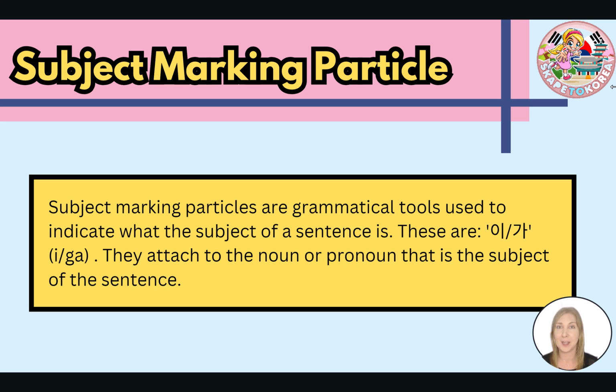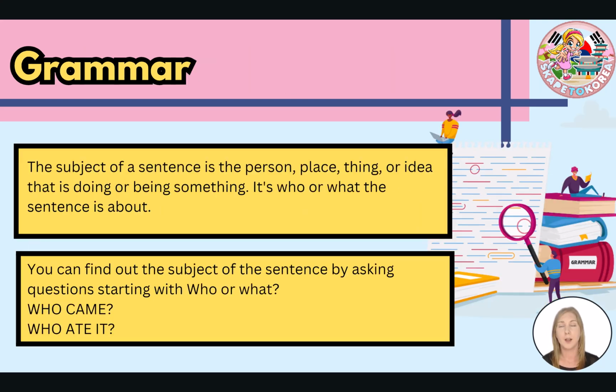is. So the subject marking particles are 이 and 가, and they can attach to the noun or pronoun that is the subject of the sentence. So a subject of a sentence would be the person, place, or thing or idea that is doing or being something. It's who or what the sentence is about. You can find out the subject of the sentence by asking questions starting with who or what. So, who came? Who ate it?